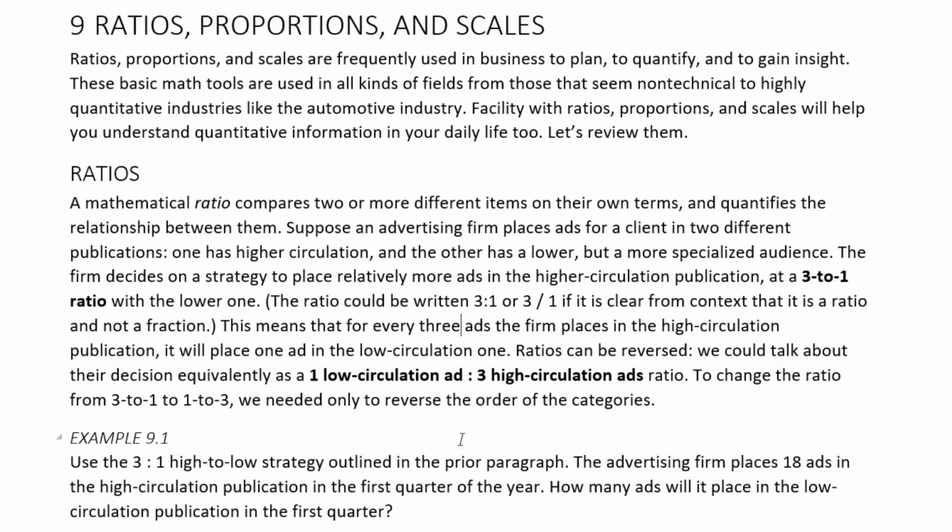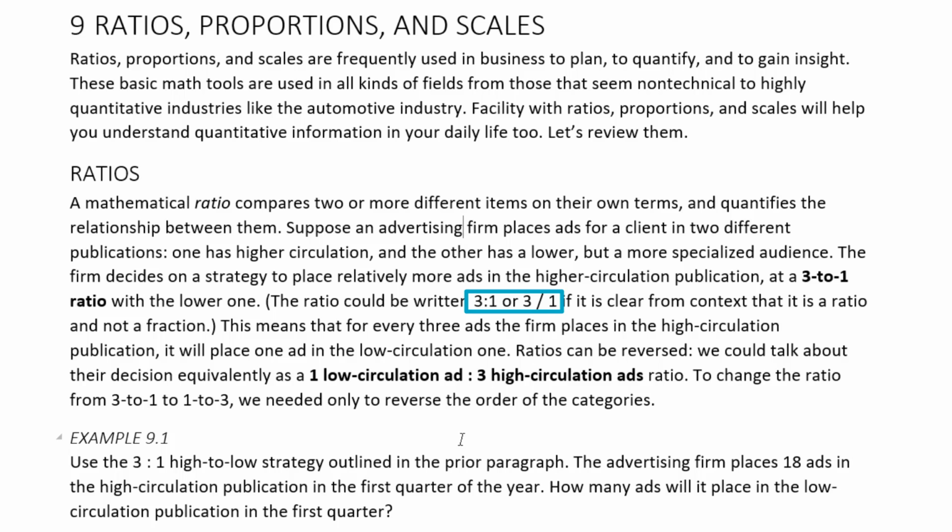Suppose an advertising firm places ads for a client in two different publications. One has a higher circulation, and the other has a lower, but a more specialized audience. The firm decides on a strategy to place relatively more ads in the higher circulation publication at a 3-to-1 ratio with the lower one. That ratio could be written 3:1 or 3/1 if it is clear from context that it is a ratio and not a fraction.